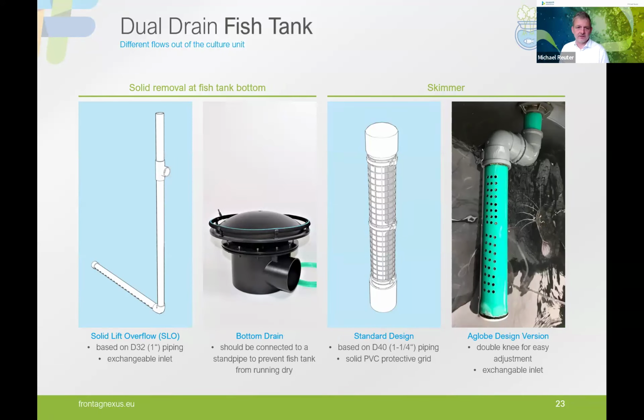Regarding the removal of the flows, I already mentioned that we can use a dual drain tank where we have one outflow at the bottom, either a bottom drain or a solid lift overflow, for example. And the main part of the water will get out with a skimmer that is on the water surface. And in larger systems, the skimmers could be much larger than what we see here. These are quite small skimmers. So don't get confused. In larger systems, we will probably have a much larger skimmer also.